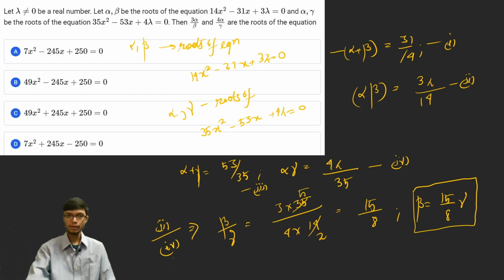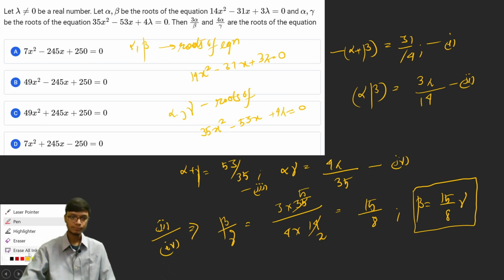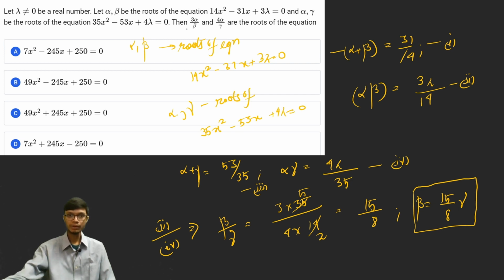The question is asking me to find the equation which has the roots 3 alpha by beta and 4 alpha by gamma. So the new equation will have these roots. The first root is 3 alpha by beta, and you can evaluate the value of 3 alpha by beta.